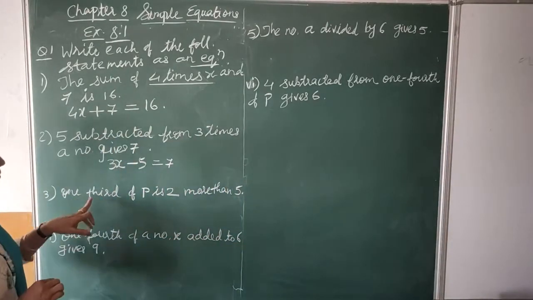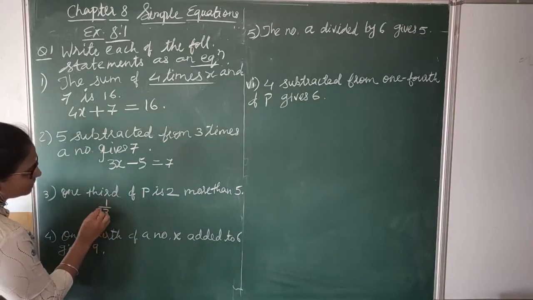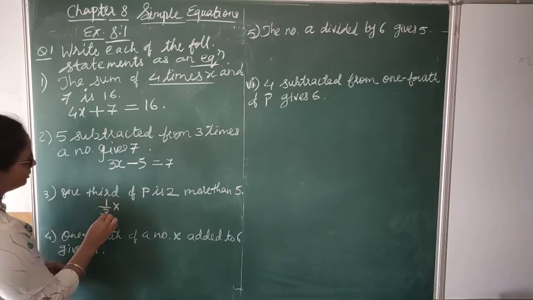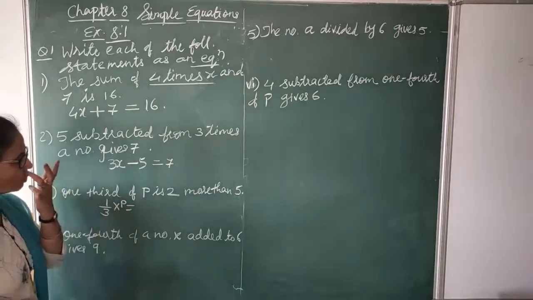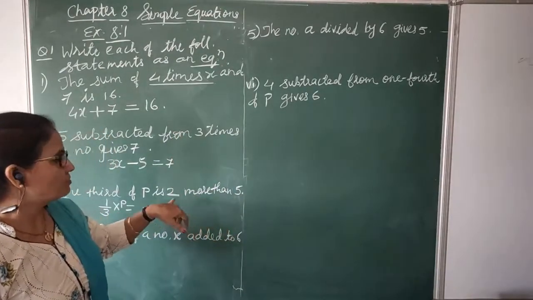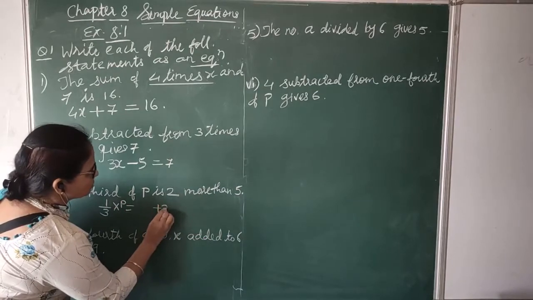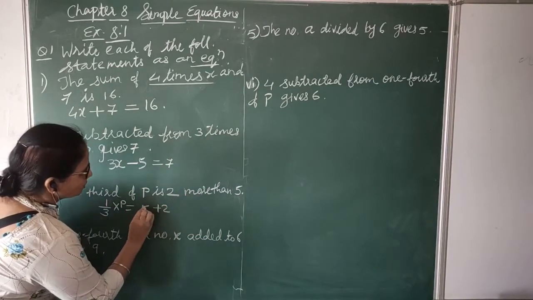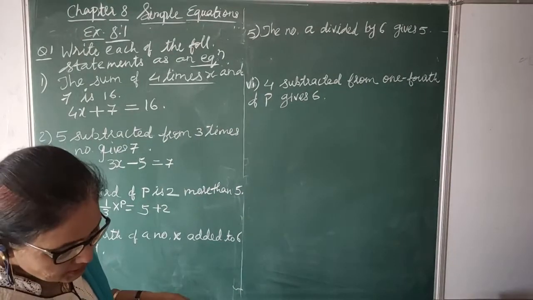So 1/3 of p. So this is 1/3, 1/3. Of means multiplication. 1/3 of p is what? 2 more than 5. So 2 more than means plus 2. 2 more than what? 5. So it will be 5 plus 2.